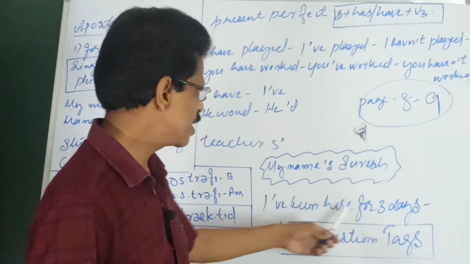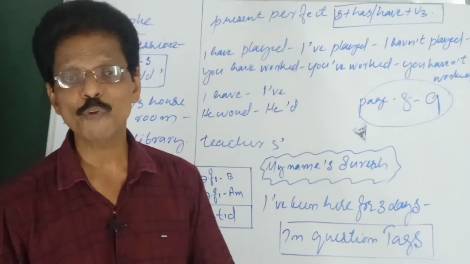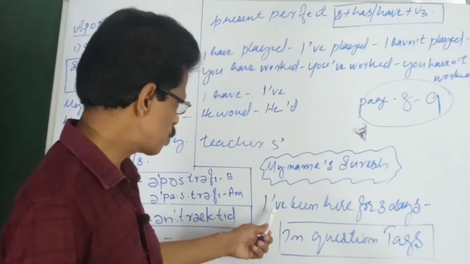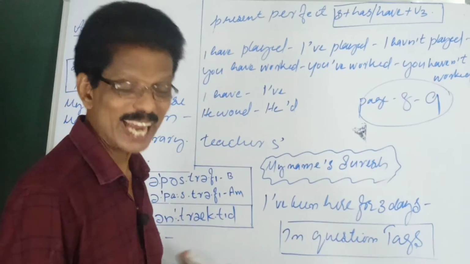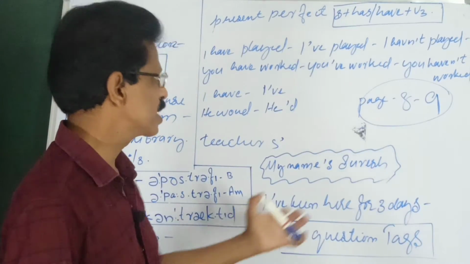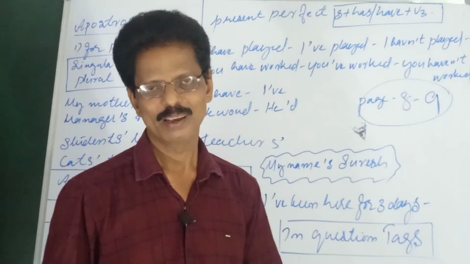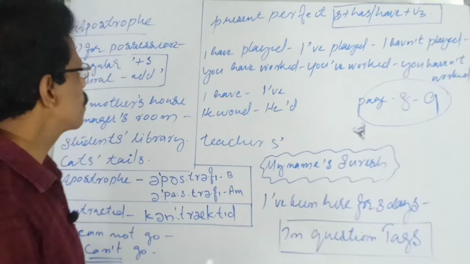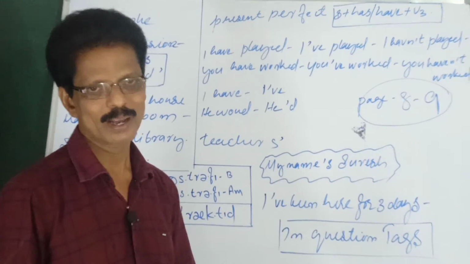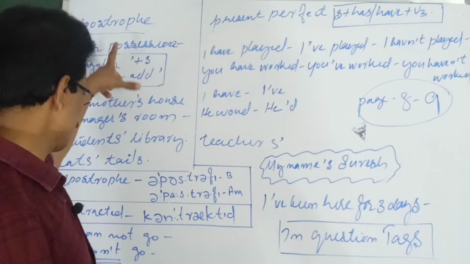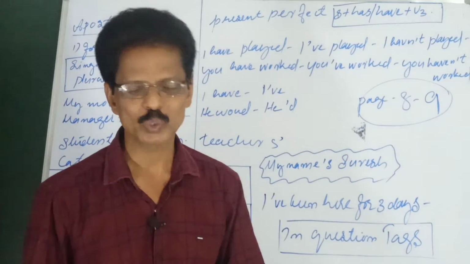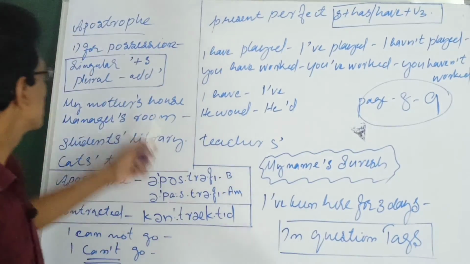My name's Suresh. I've been here for 3 days. Clear? Yes, you must be using this contracted form. Contracted form means short form. That is better English. Of course, this is generally used in conversations. For possession, for short form, in perfect tenses, all this apostrophe is used. Apostrophe is used for possession, short form, perfect tense, and in conversations, etc. That is the general use of apostrophe here.